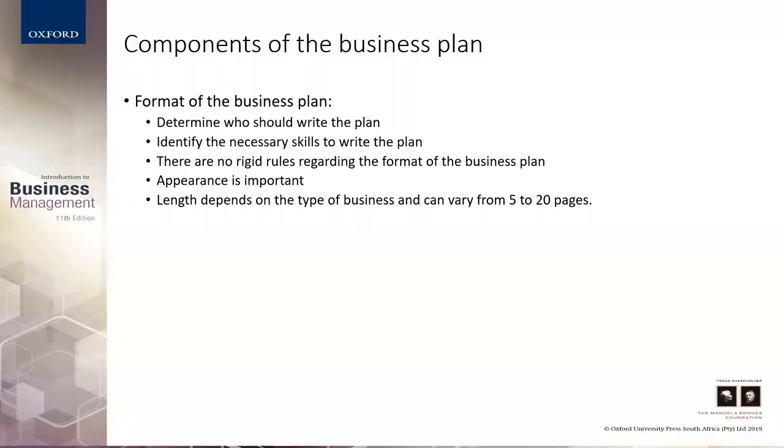So in developing a business plan, there are two things we look out for. We look out for the basic format, which is the written presentation, and the content or the components of the business plan. So we look at the format of writing it and the content as to what should go in there. First of all, we look at the format of the business plan. There are three key issues here that the entrepreneur should focus on. The first is, who should write the plan?